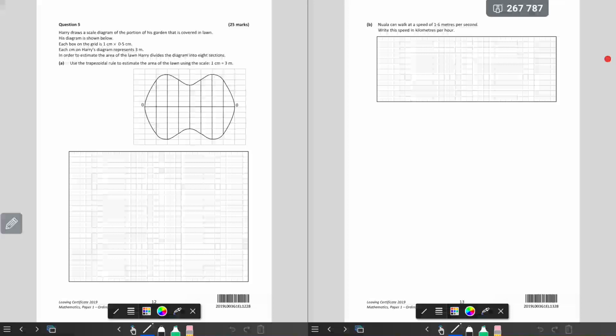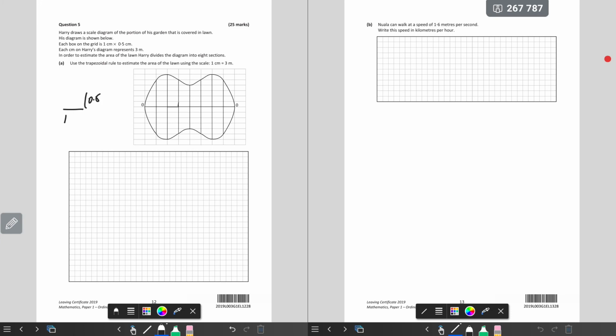Now you could measure those. Which one do you think's the 1 centimetre? Going across or going up or down? Which one looks bigger? Going across, yeah. So each of those lines going across is your 1 centimetre there. And the one going up or down is your 0.5. So you put your 1 across and your 0.5 up.